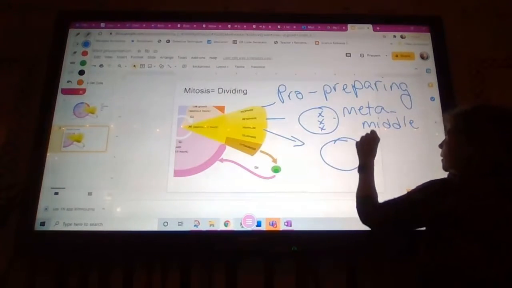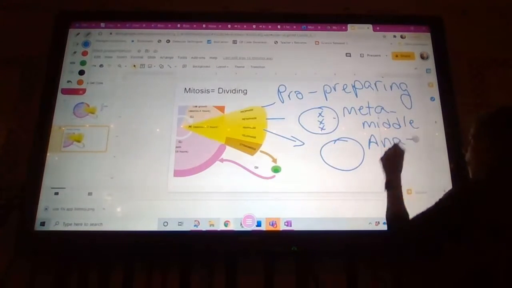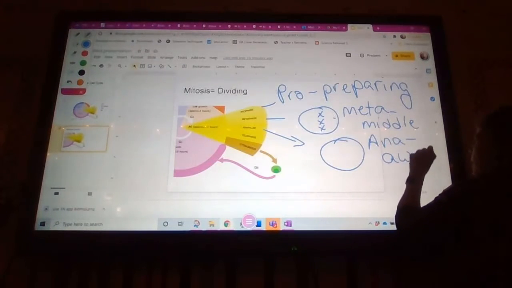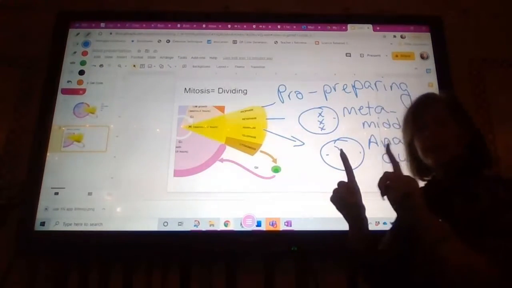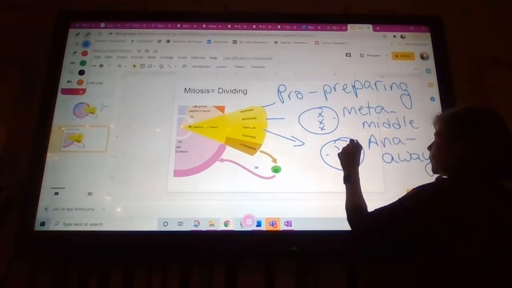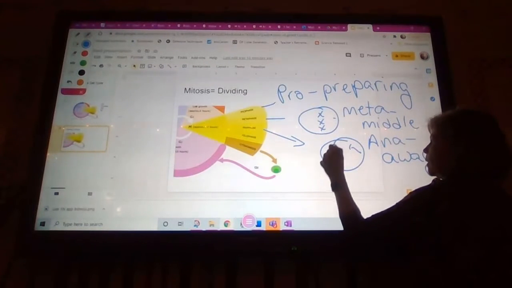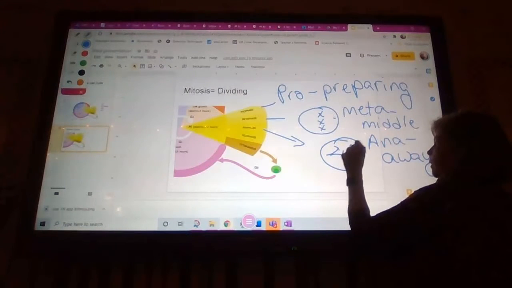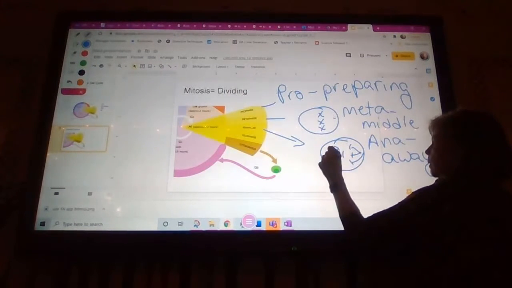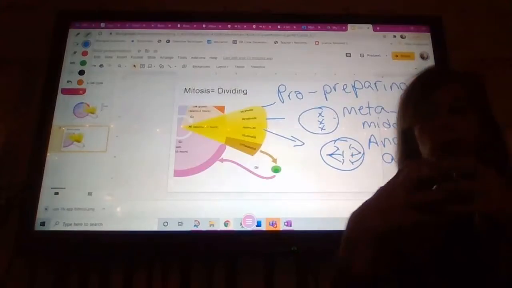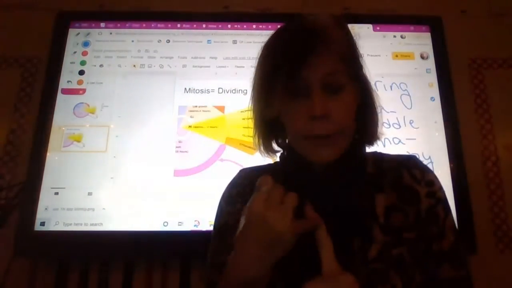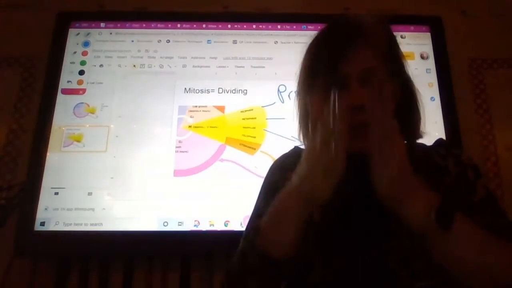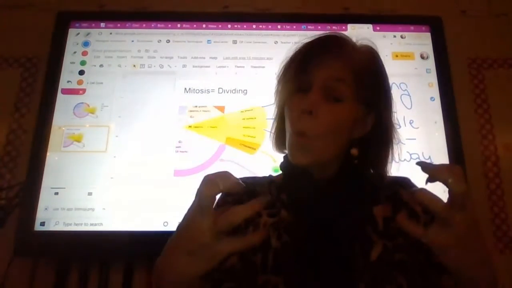And anaphase, ana, the way I remember it, ana means away. And so the chromosomes are going to separate. And they're going to move away from each other. So prophase, getting ready to go. Metaphase, in the middle. Anaphase, move away.